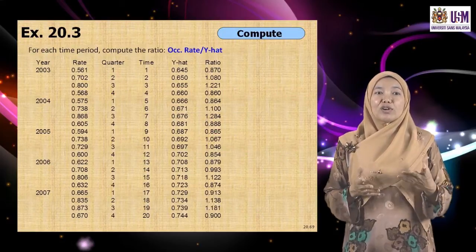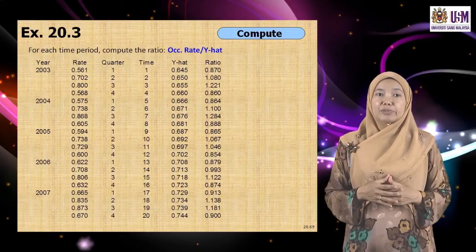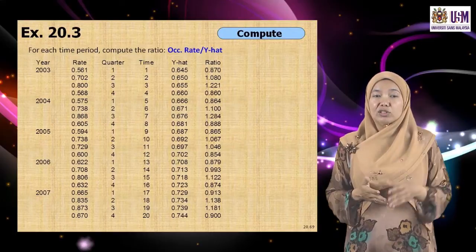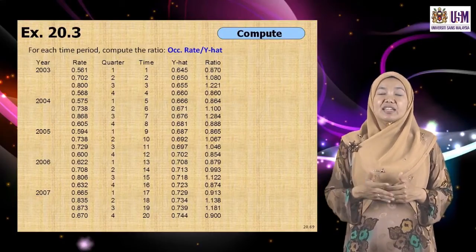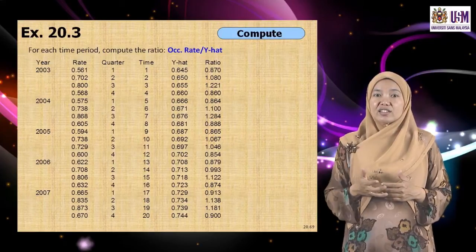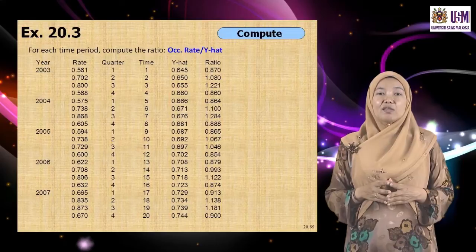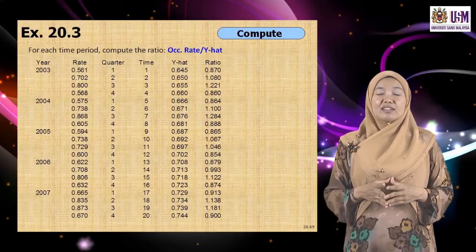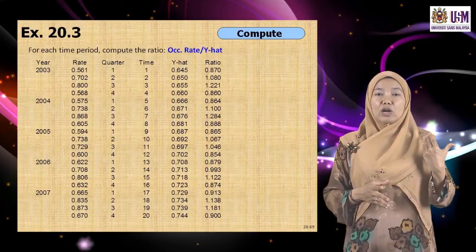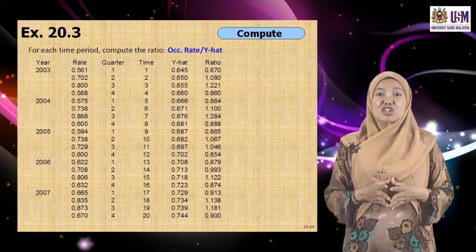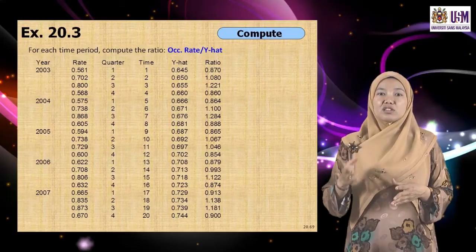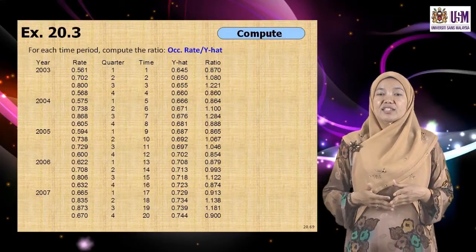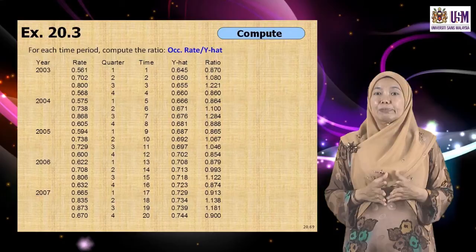So what you need to do next, for each time period, for this particular example 20.3, is compute the ratio: the occupancy rate, that is the actual data in the second column, divided by the data from the regression analysis in the fifth column, the y hat. This ratio is in the sixth column. In this case, 0.561, that is the first quarter value of hotel occupancy rate for 2003, divided by the y hat, which is 0.645. So you get a ratio of 0.870. And you do the same thing for the second line up to line number 20.